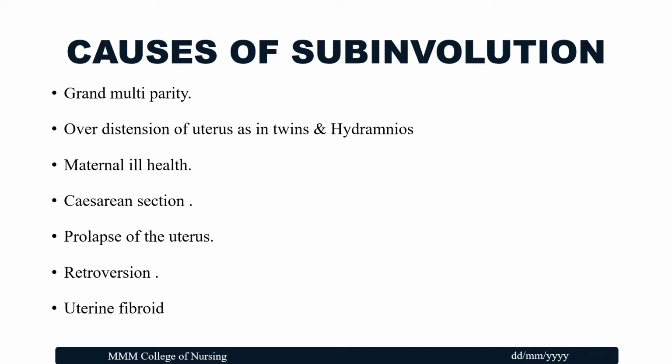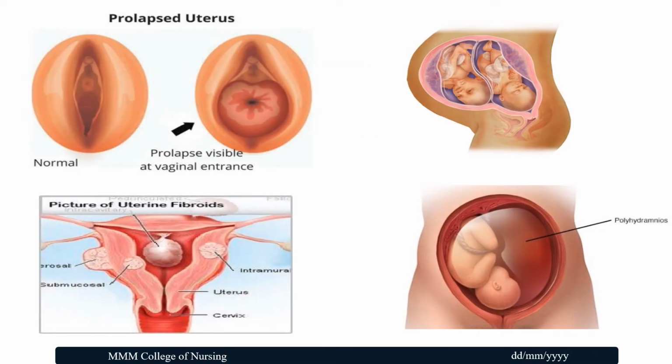After the cesarean section, sometimes subinvolution will happen. Then prolapse of the uterus, retroversion and uterine fibroid. In this picture, you can see that the first one is a normal uterus and the second one is a prolapsed uterus. It's visible at the vaginal entrance. You can see the prolapse of the uterus, twin pregnancies, a picture of the uterine fibroid, and polyhydramnios. These are some of the conditions that will cause subinvolution.